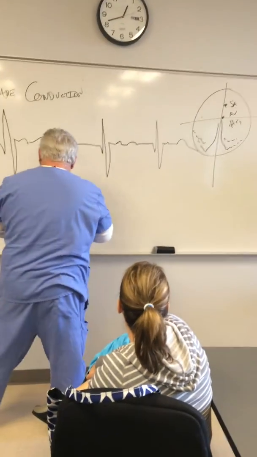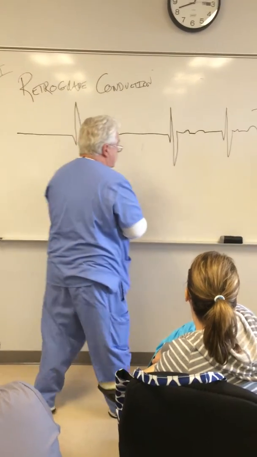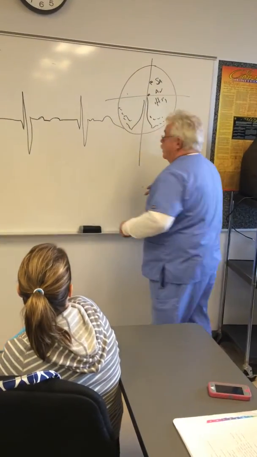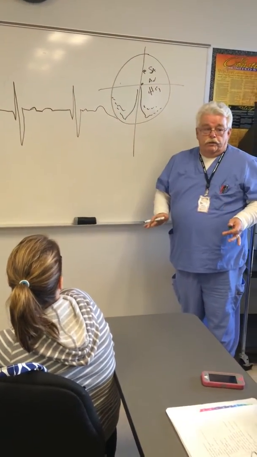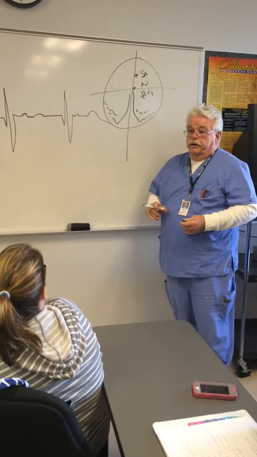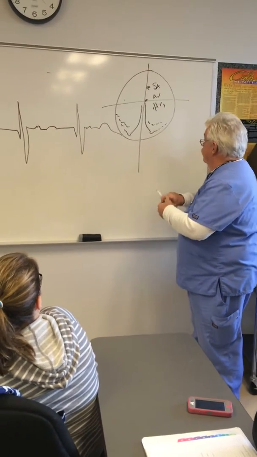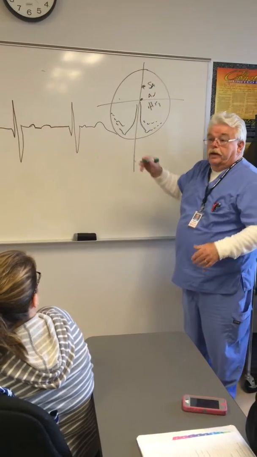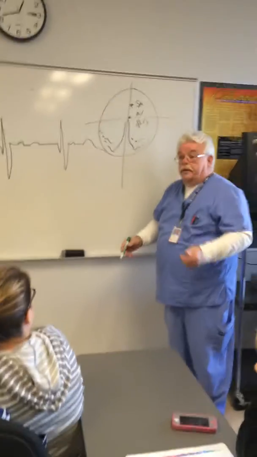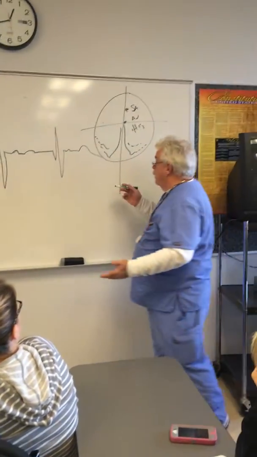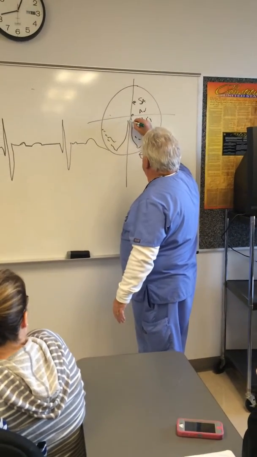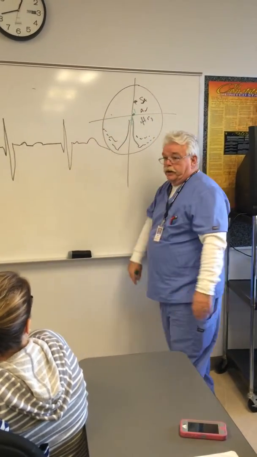Other than the blocks, which I'm going to give you a little poem for so you'll never forget, this is probably the hardest one to figure out. Here's what happens. The SA node's sleeping, out to lunch. The heart says, I need a heartbeat. The AV node steps in and fires the electricity this way and that way.